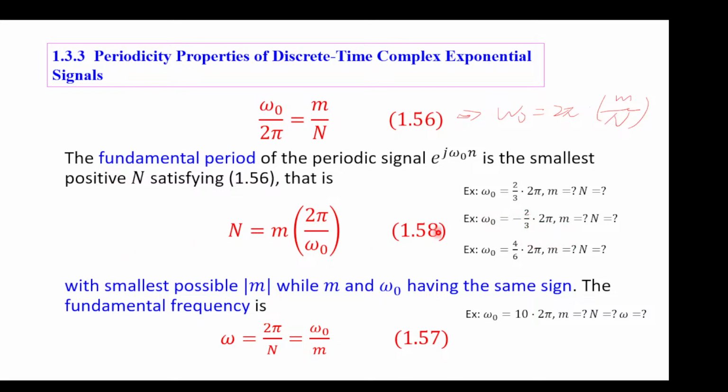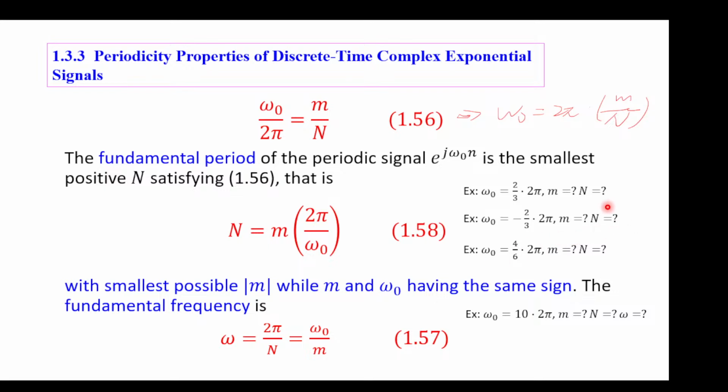So if your omega naught is minus 2/3, then you can think about whether you want to put the minus sign on your m or on your n. What you want to do is put the minus sign on your m, because big N is a period, and we want our period to be a positive number. So n should be positive, and you should put the minus sign on m. So if your omega naught is minus 2/3 times 2 pi, then your m should be minus 2 and n should be plus 3.